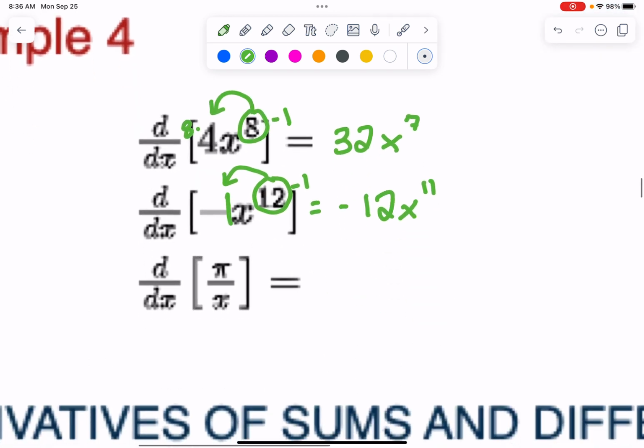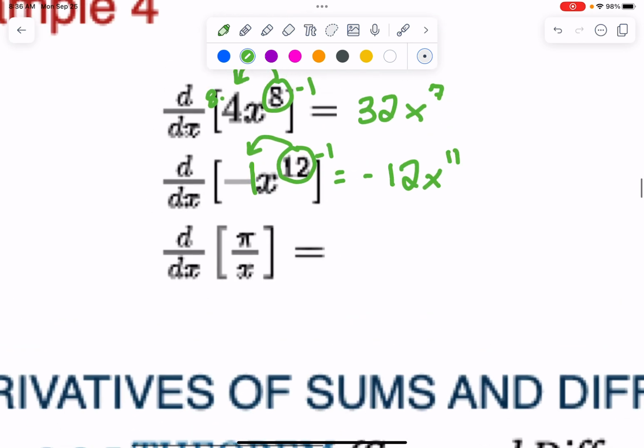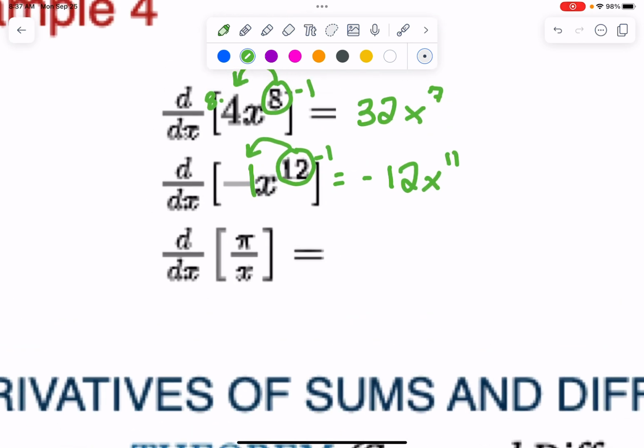Okay, we'll do one more and then I'll talk to you about some stuff here before we go any further. This guy, I don't want the x in the bottom, so I'm going to bring him to the top so that I can take the derivative. So he will be pi x to the negative 1st power all over 1. Or you don't have to have that 1 on the bottom there. We've moved him to the top. He was x to the first power. Now he's x to the negative first power.